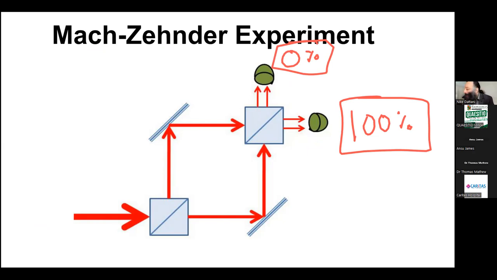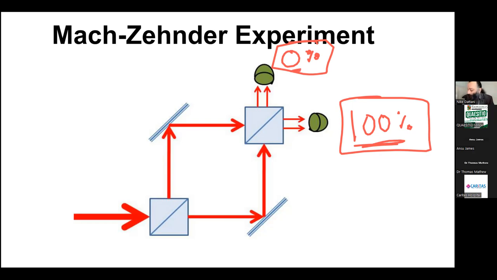This might be a surprise for everyone because it doesn't make sense in terms of the laws of probability. It doesn't make sense in terms of our understanding of photons as particles. It doesn't make sense in any way that we would understand in classical mechanics. But there is a good answer to this problem. There is actually a reason why we detect 100% here and 0% there.